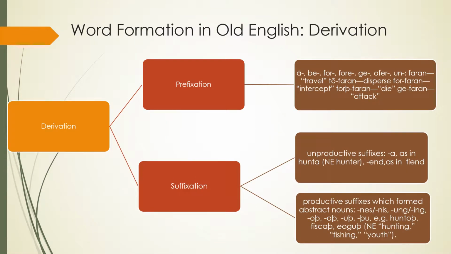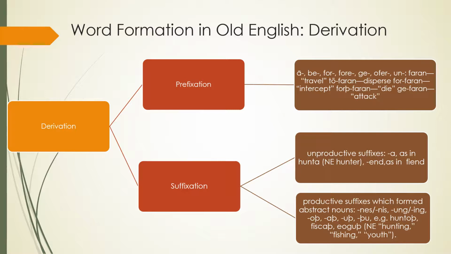The second method of word formation, derivation, was used to create new words with the help of prefixes and suffixes. Prefixation usually employs such bound morphemes as a, be, for, g, offer, on. For instance, foreign, travel; to foreign, disperse; for on, intercept; for on, die; g on, attack.